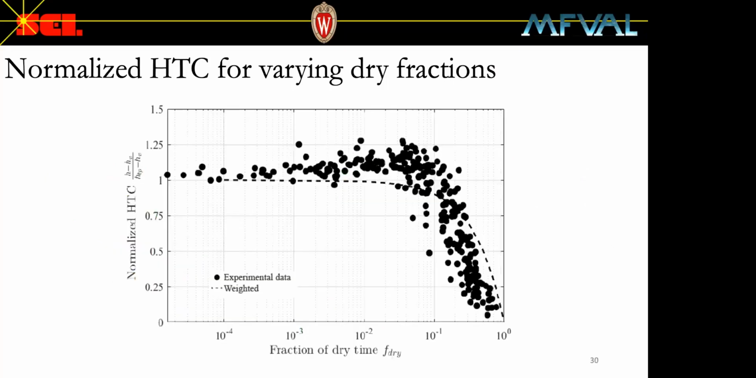In this figure, the same data are shown, but without differentiating between mass fluxes and on a logarithmic scale. As you can see here, in the first moments of dryout, the heat transfer coefficient is largely unaffected. However, once there is a small amount of dryout, between 1 and 5%, there's an increase between 10 and 25% in your heat transfer coefficient. Once you've exceeded this 10 to the negative 1 value, the local heat transfer coefficient nosedives, and the weighted average, again, fails to accurately characterize what's happening with the heat transfer coefficient.